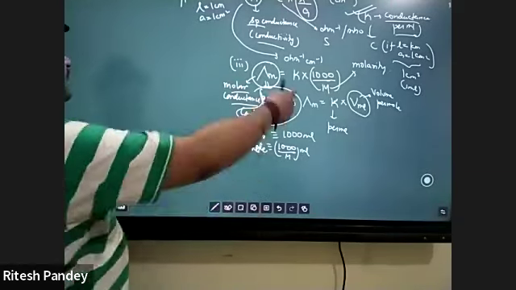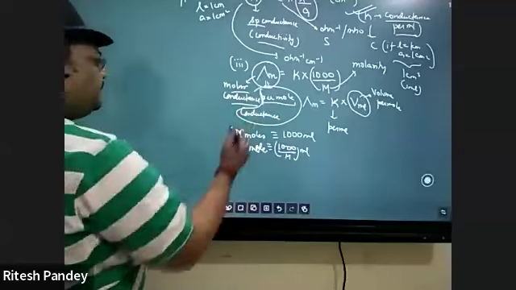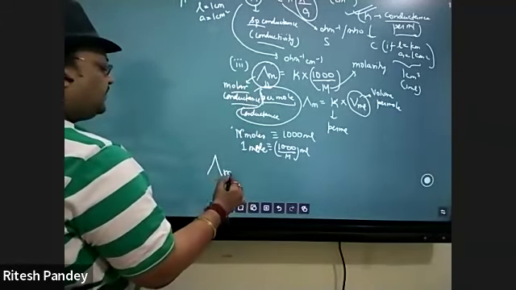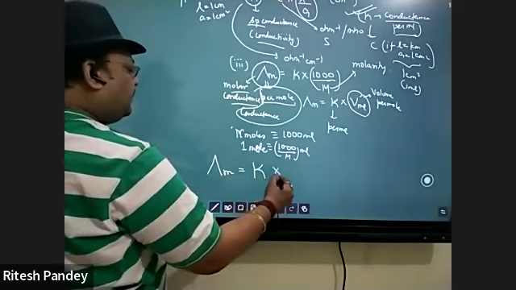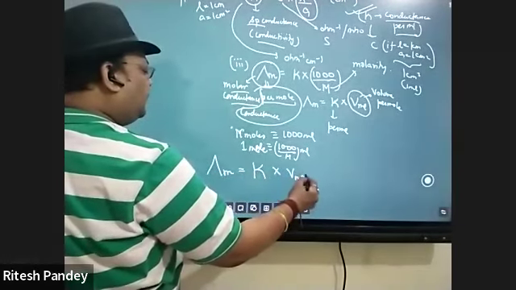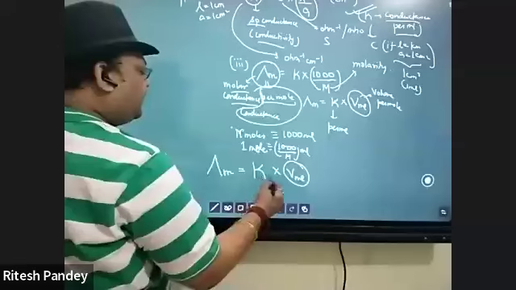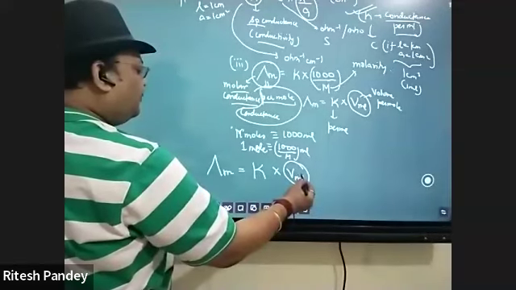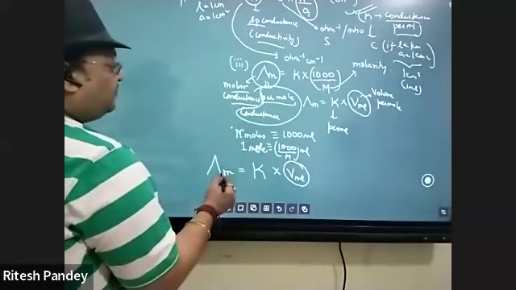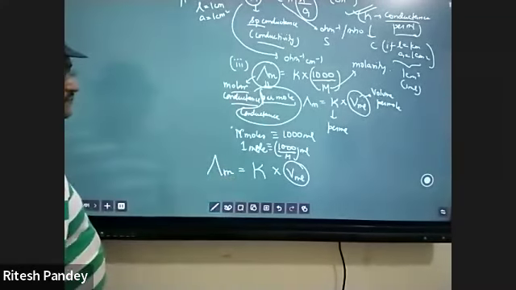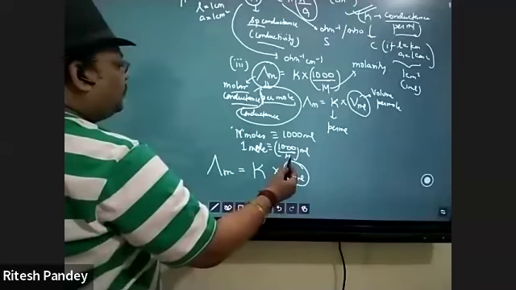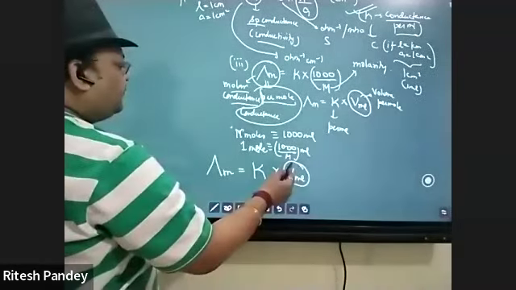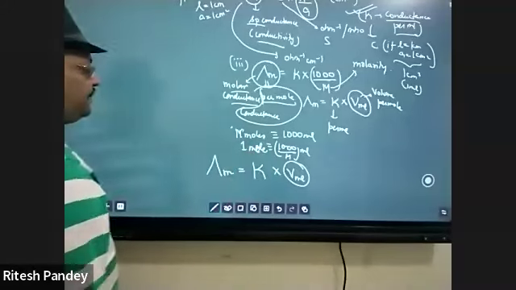I can write it one more time. Molar conductance is conductance per mole. This is conductance per ml, and this is the volume in ml per mole. So if this is per ml, and this is volume per mole, this would eventually be conductance per mole. Yes or no? This V ml turns out to be 1000 by M for a solution which is M molar.